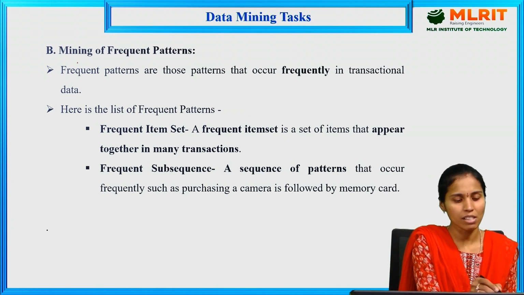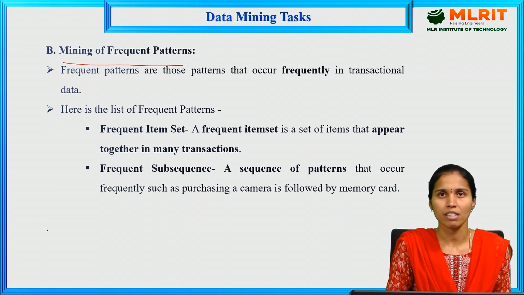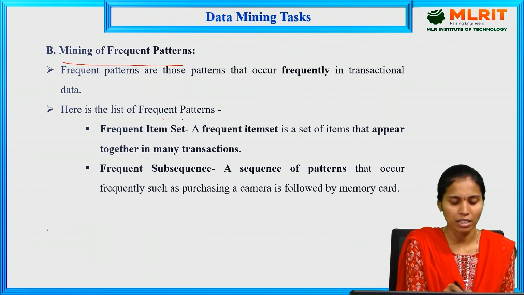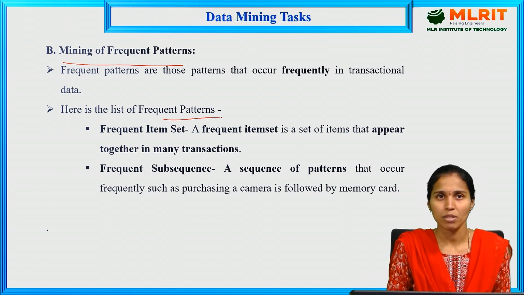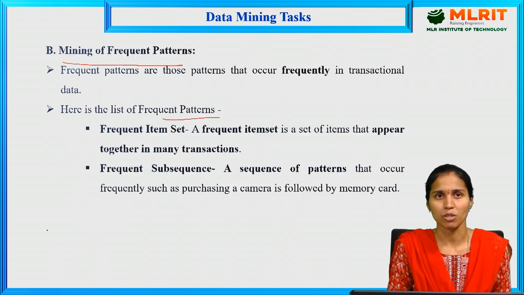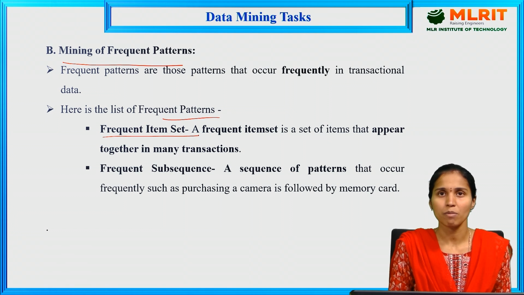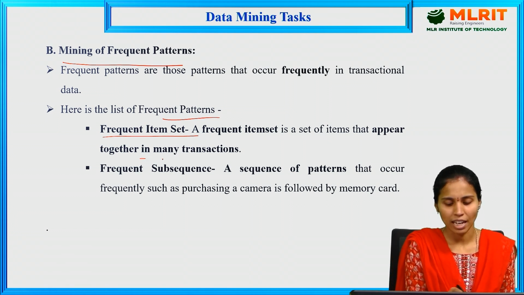The second one is mining of frequent patterns. Frequent patterns are those patterns that occur frequently in transactional data. Here is a list of frequent patterns. First one is a frequent item set. Second one is frequent subsequence. Third one is frequent substructure. The first one is frequent item set. A frequent item set is a set of items that appear together in many transactions.